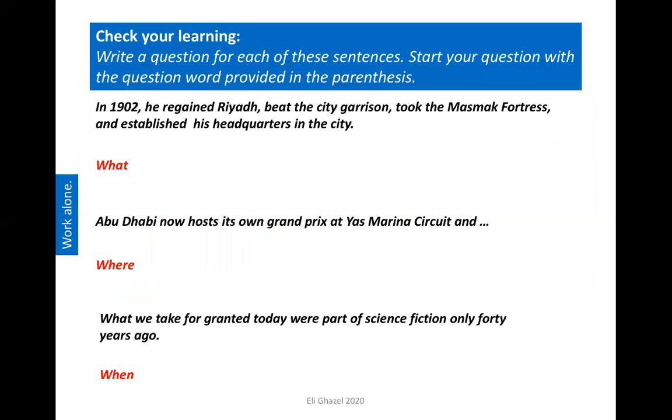All right. Now, check your learning. So what you're going to say here, write a question for each of these sentences. Start your question with the question word provided in the parentheses, and leave it open. You know, you say, I want a question with what? Now, there are lots of what's here, but they can write one question or 3 questions for the what. Here, say, I want this sentence with a question of where, and here I want this question with the word when. So let's have a look.